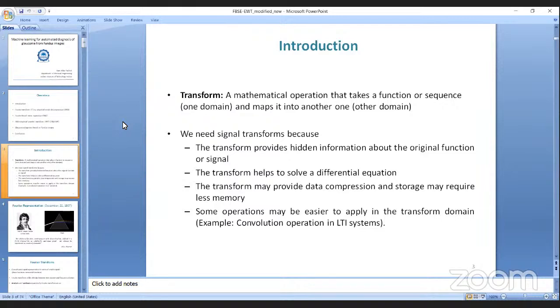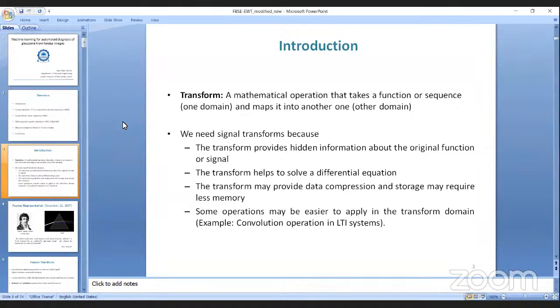And why do we need signal transforms? There are certain reasons. So these are a few applications or advantages of the transform. Transform provides hidden information about the original function or signal, like what are the frequency components present in the signal, what is the strength of the different frequency components in the signal, which frequency is the major frequency, and which frequency is the minor frequency. So such kind of analysis can be done in the frequency domain, in the transform domain. That is not possible in the time domain.